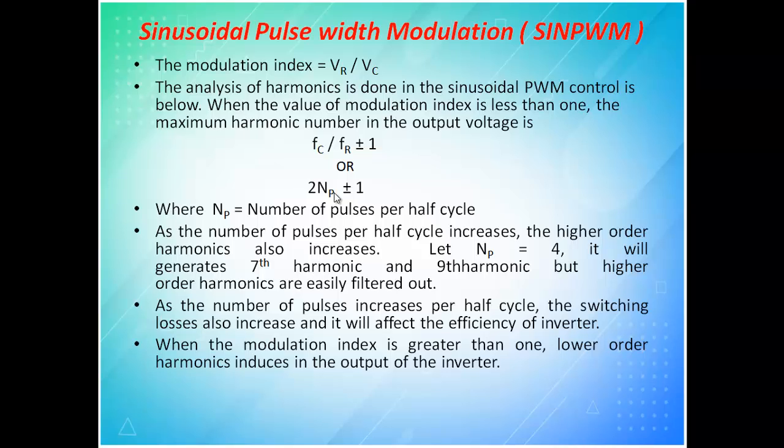So whenever you have higher order harmonics, filtering is easy. This is what I am repeating from the first. In terms of harmonics, only lower order harmonics elimination is difficult, higher order elimination is easy. When lower order harmonics are there, they can be eliminated by going for modified PWM techniques. So that is called Sine PWM.